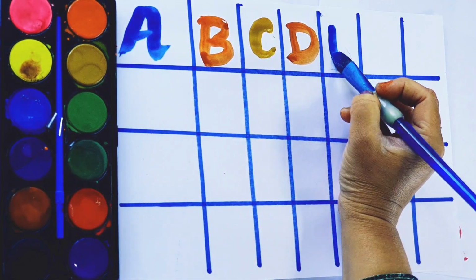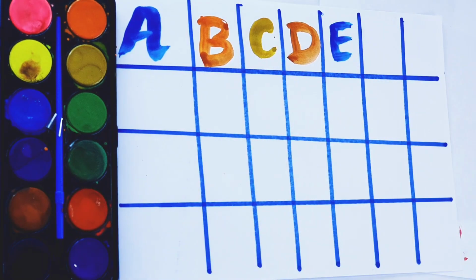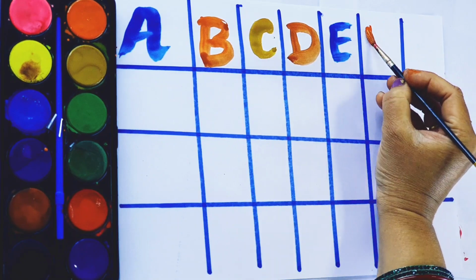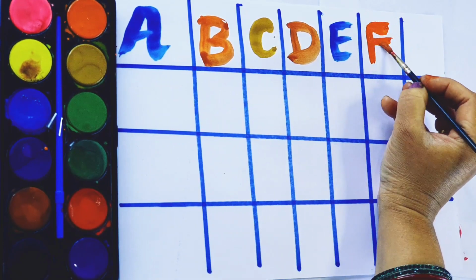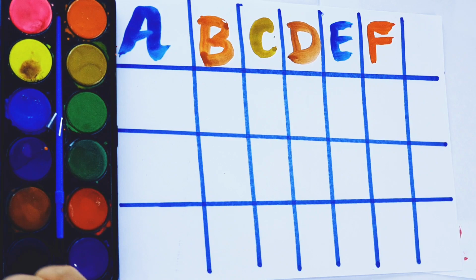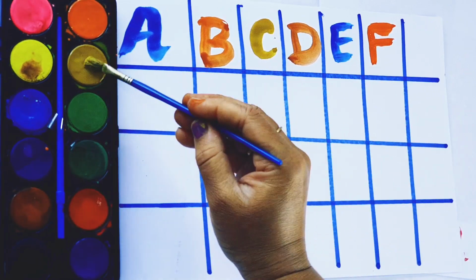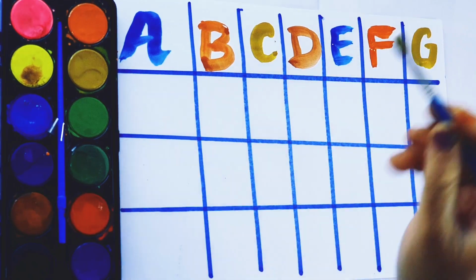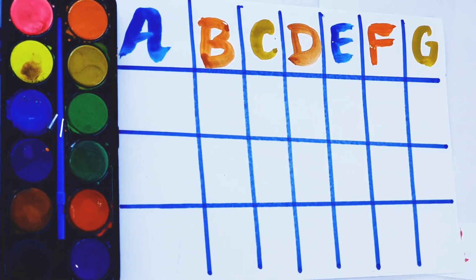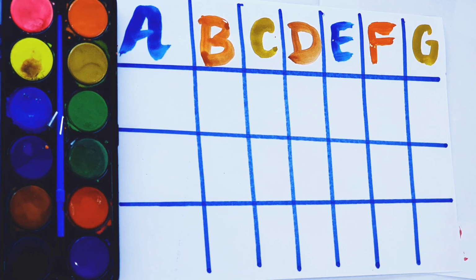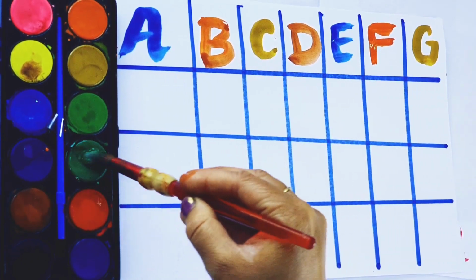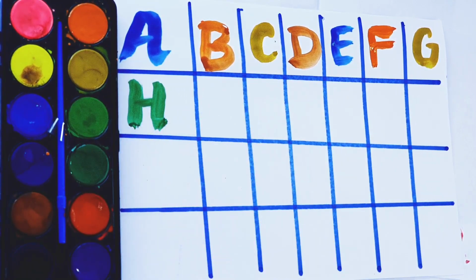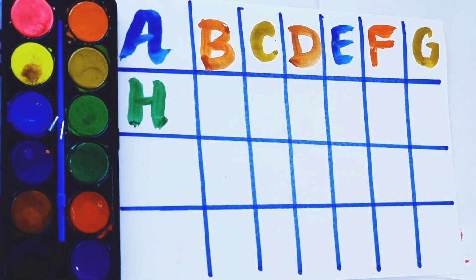Blue color, E for elephant. Orange color, F for fish. Dark yellow color, G for goat. Green color, H for hen.